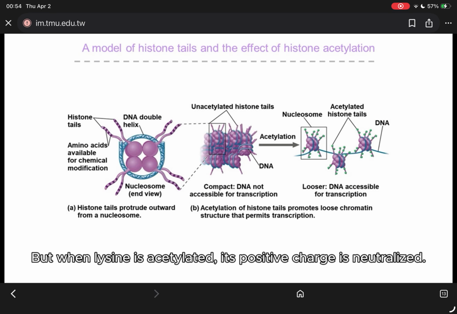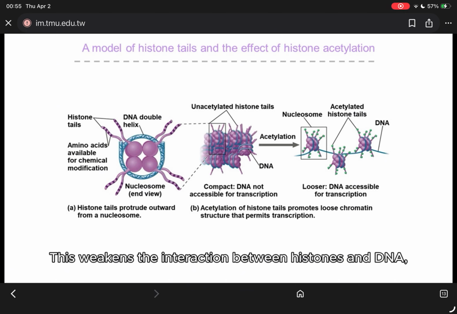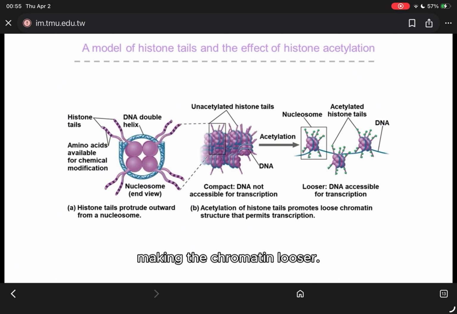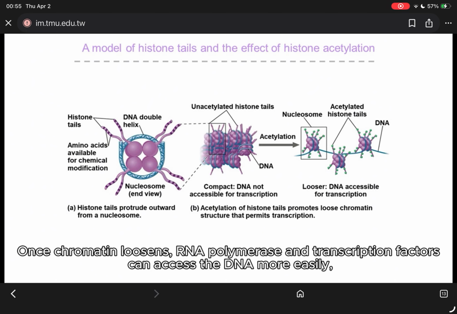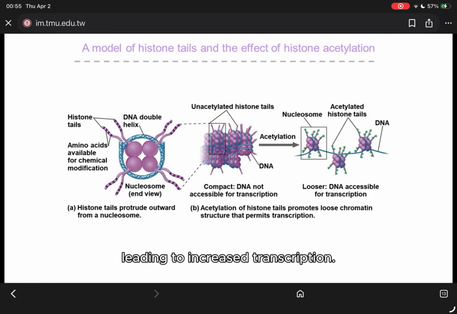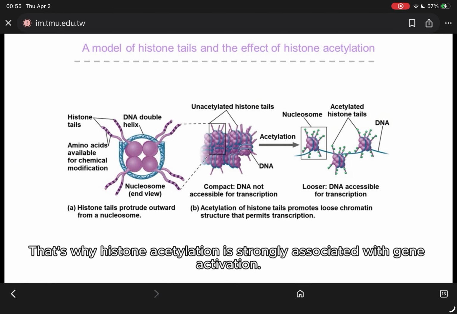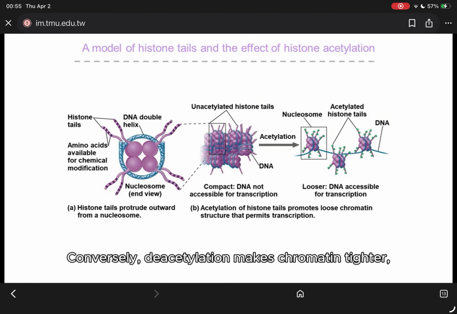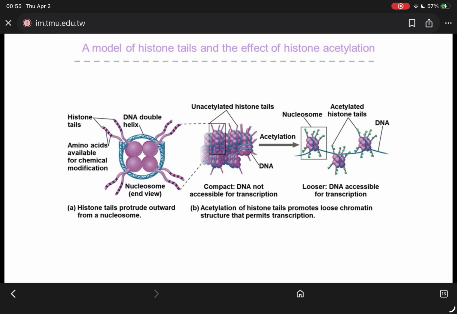But when lysine is acetylated, its positive charge is neutralized. This weakens the interaction between histones and DNA, making the chromatin looser. Once chromatin loosens, RNA polymerase and transcription factors can access the DNA more easily, leading to increased transcription. That's why histone acetylation is strongly associated with gene activation. Conversely, deacetylation makes chromatin tighter, reducing gene expression.